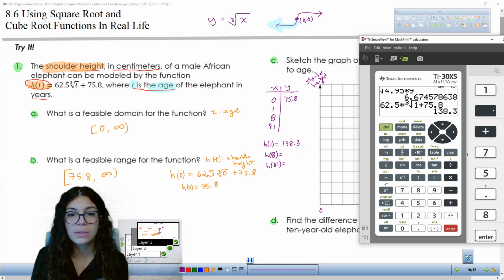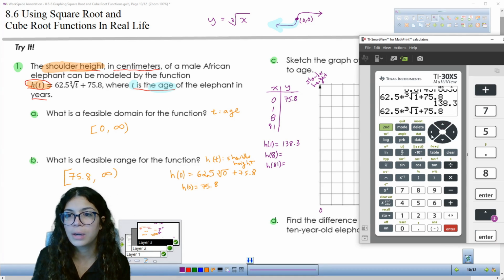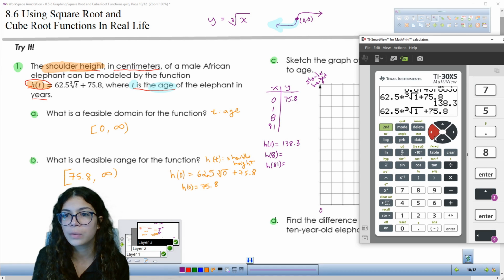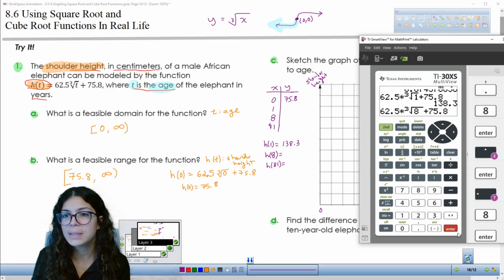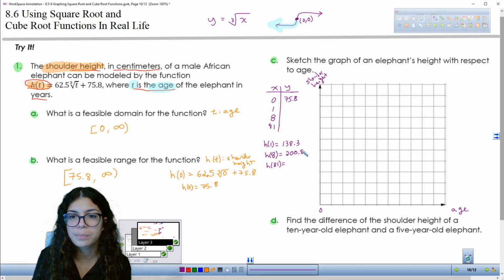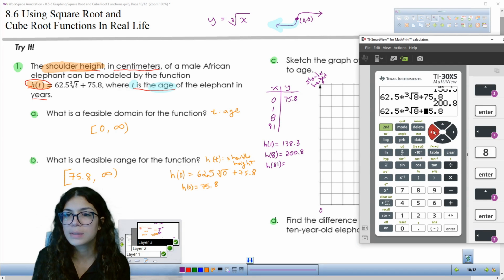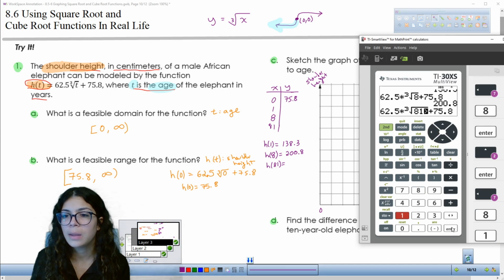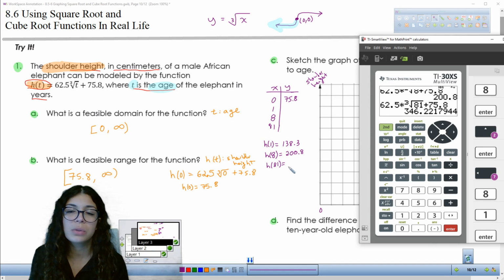Okay, let's do the next one. And again, like I showed you guys, I'm just going to go up to that line, hit enter, and then I can edit. I scroll over to the input that I put, which is 1. My next input is 8, and then I hit enter. So that one is 200.8. And then lastly, I need to input 81. So instead of t being 8, I need t to be 81. And then hit enter. All right, so we got 346.2.